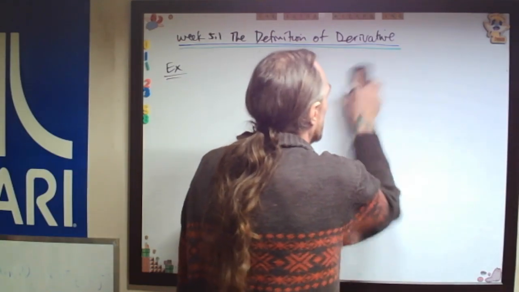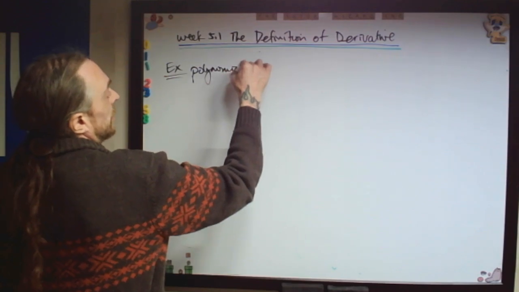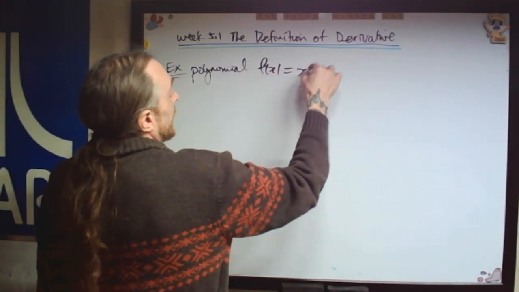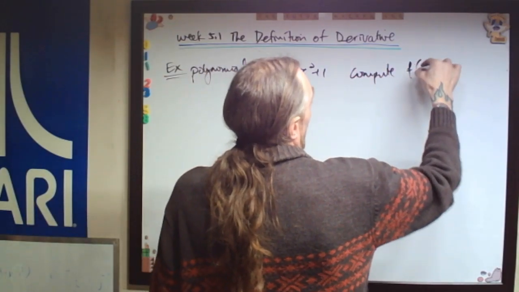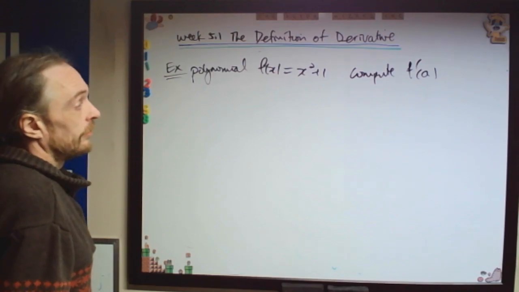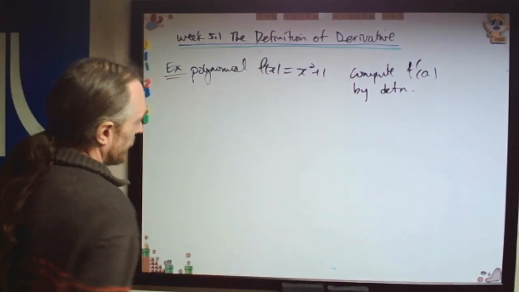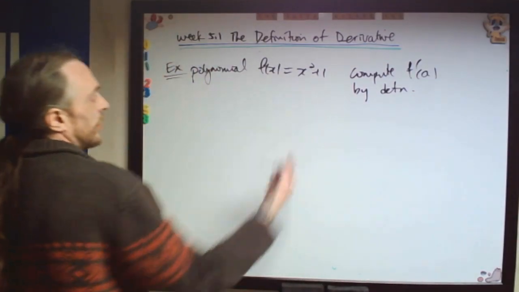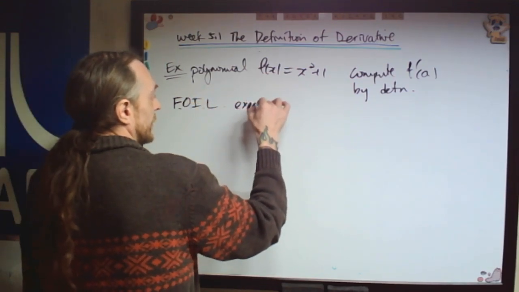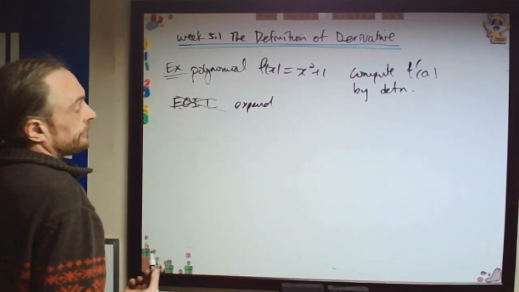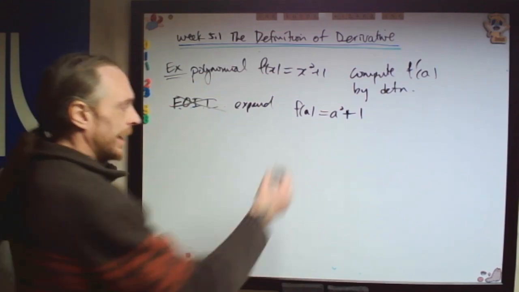So for the example, the first one I should do is a polynomial. That's going to be f of x is x squared plus 1. And we're just going to compute f prime of a for this function by definition. No marks will be given. It doesn't matter. It's a video practice. So what are we going to do? I see that this is a polynomial, so we're going to use FOIL, or first, outside, inside, last, or expand is really what we're doing. Why? Because I have to do f of a is going to be a squared plus 1. F of a plus h.